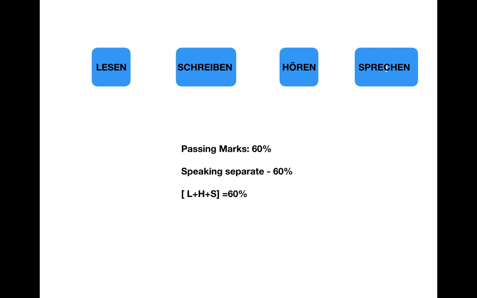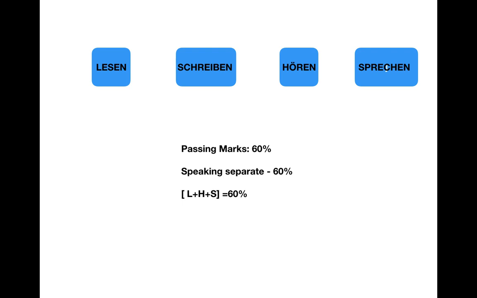Passing marks 60. You need to score passing marks in the first 3, reading, writing, listening all together 60%, and in the speaking alone you need to score 60%. Remember, in the speaking separately you need to get 60%. So total is 100 marks and you need to score 60 out of 100. This is a must. Otherwise, you have to repeat the entire A1 exam again. If you even get 0.5 less, you will be declared fail. And in this case, you have to repeat the entire A1 level.